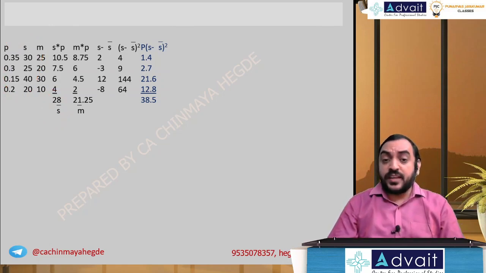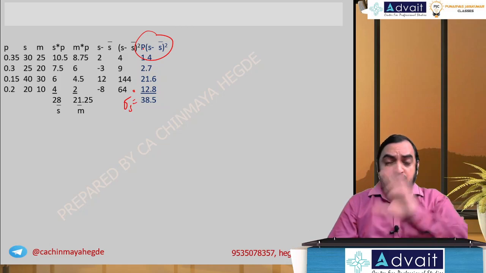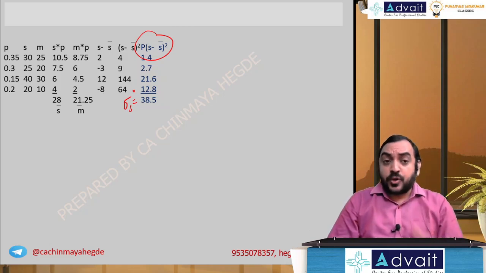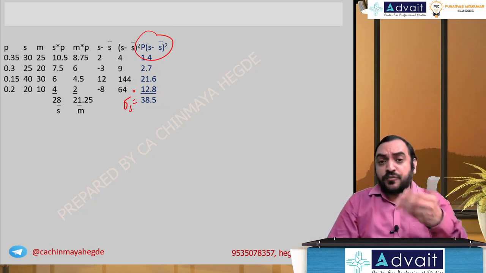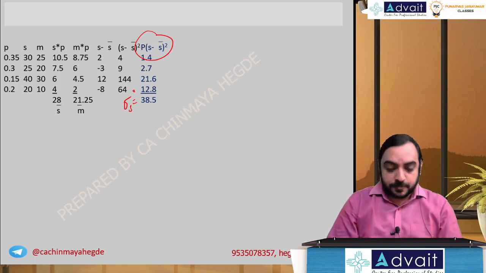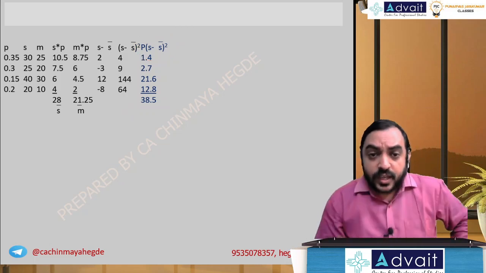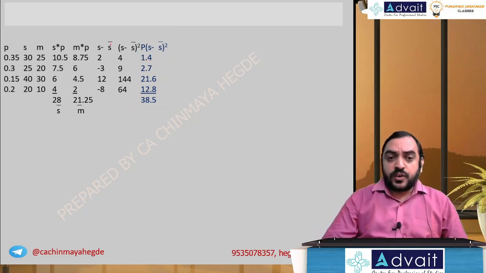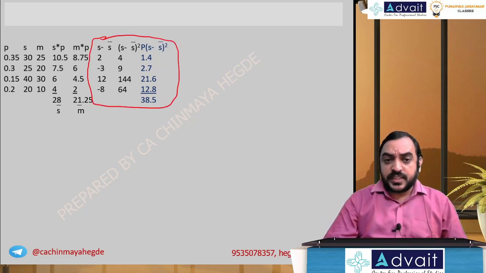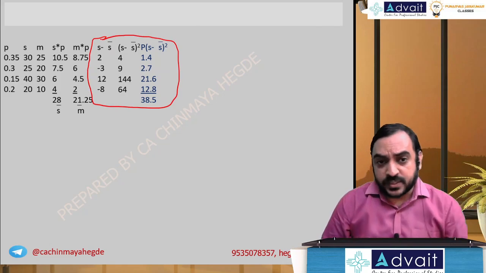And even for variance and standard deviation of security, don't divide by 4. This itself is the variance of security S: summation P into S minus S bar whole square. When probability is there, don't divide by N, because this is not the number of securities, this is the number of chances, probability. Okay, this is what I've done for security: S minus S bar, S minus S bar whole square, P into S minus S bar whole square.